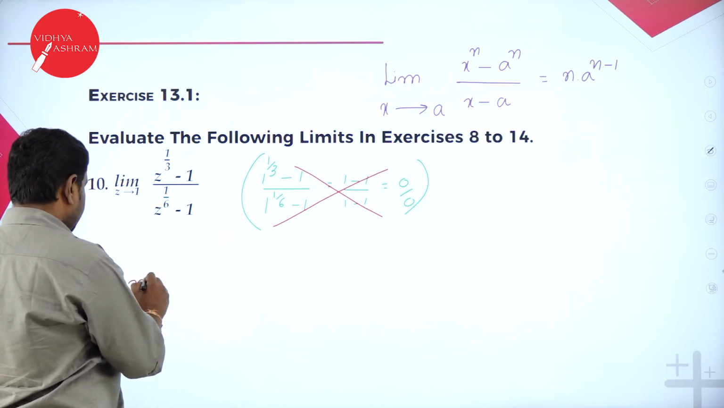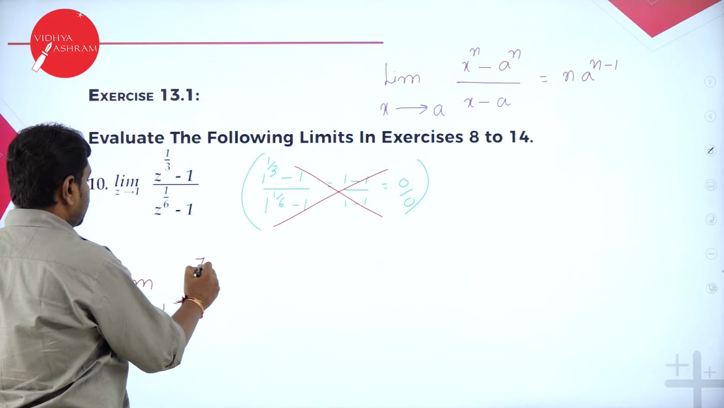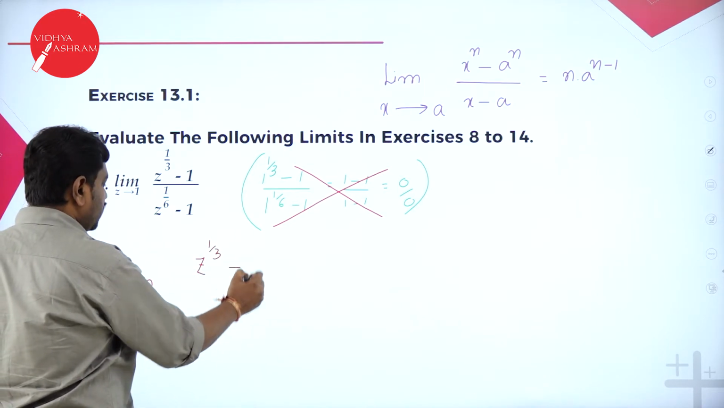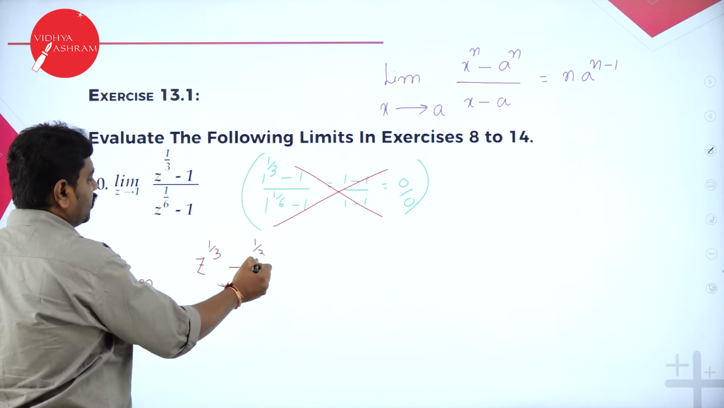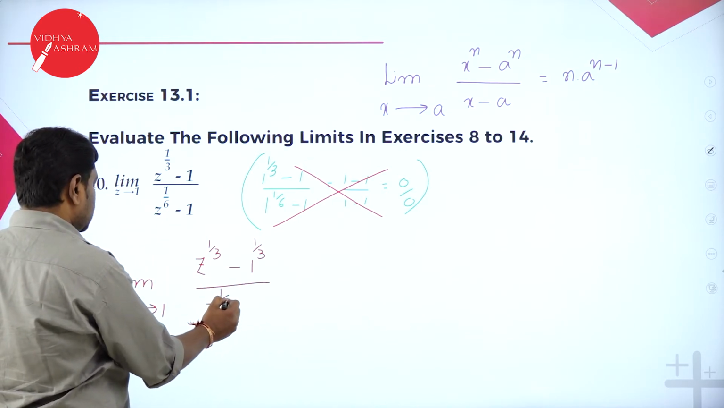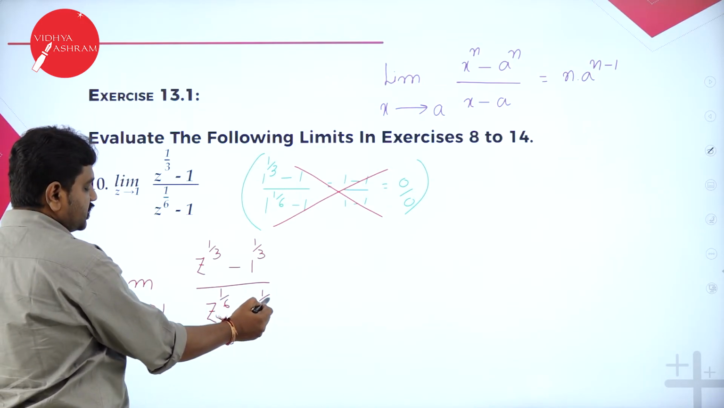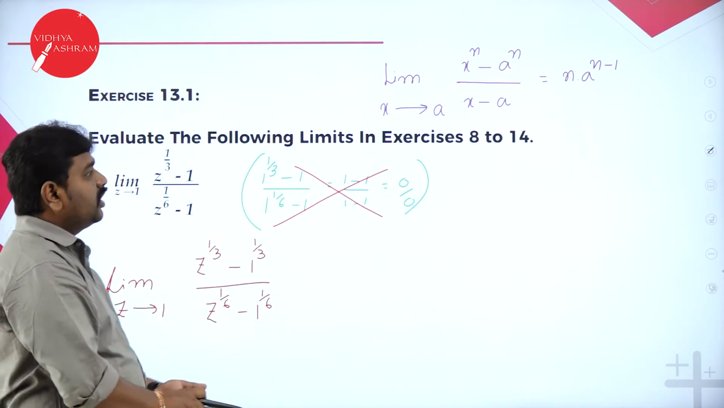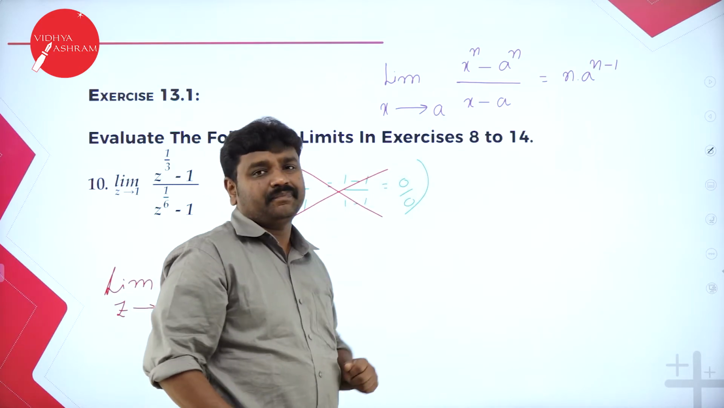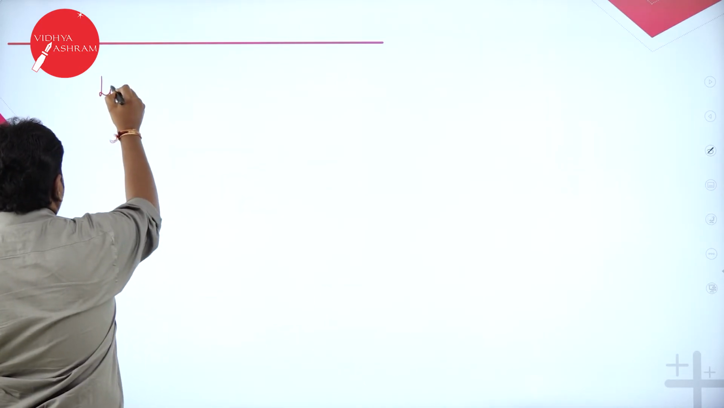So limit z is tending to 1. Here z power 1 by 3 is there, and 1 is there. I can write 1 as 1 power 1 by 3, since 1 power any number is 1. Z power 1 by 6 is there, so seeing that power 1 by 6, I will write 1 as 1 power 1 by 6. Now if you see, the denominator x minus a is missing, so what we do is we will divide. So now the problem is reduced.